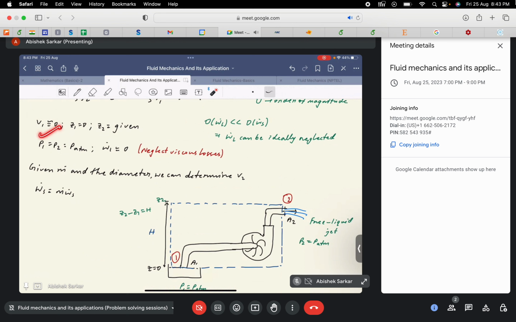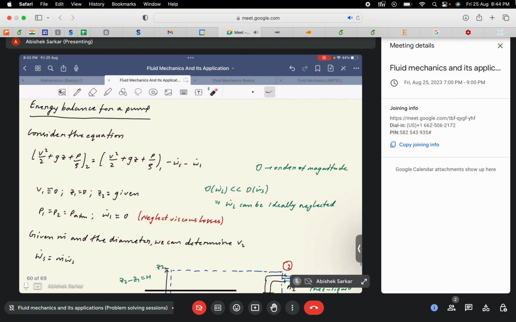Keeping that assumption, if we take Z1 as our datum, then Z1 will be equal to 0 and Z2 will be some given height, in this case H. Then P1 is equal to P2, as it is a free liquid jet, and both are at P atm. So if the mass flow rate and the duct diameter are given, and the flow can be considered incompressible, we can easily find V2. We just need to apply the continuity equation.